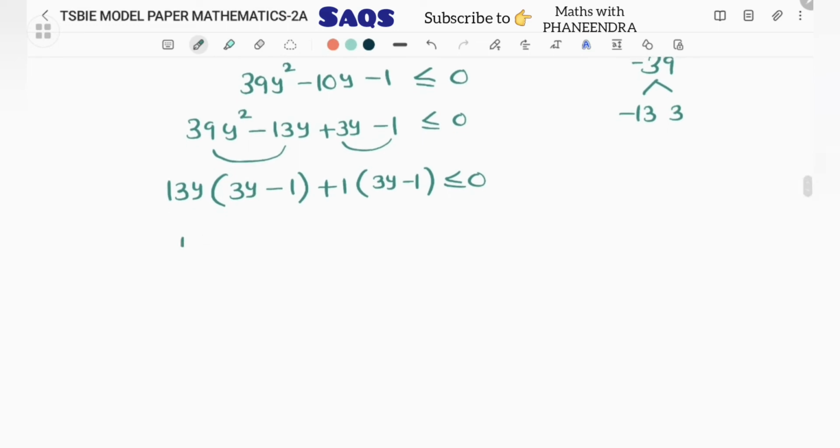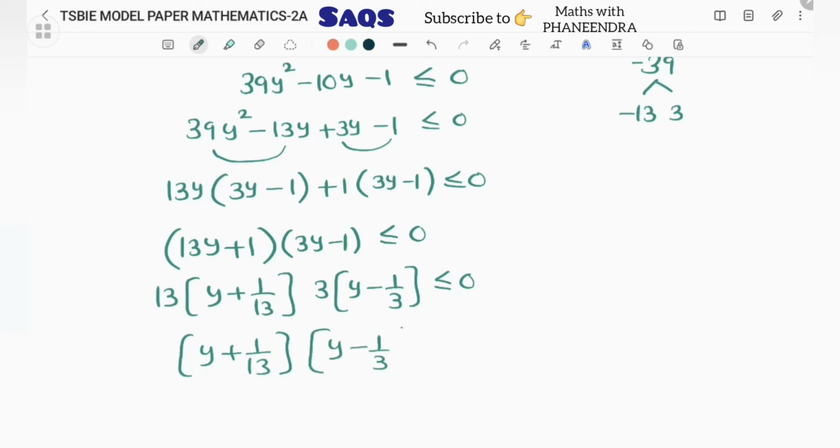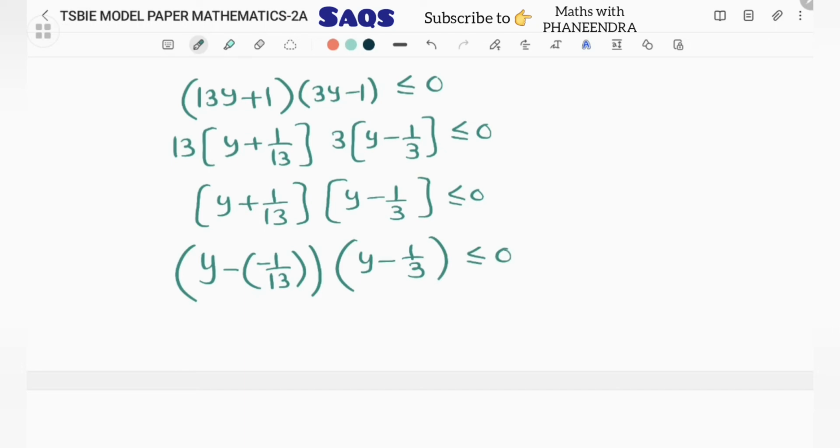So now 13y plus 1 into 3y minus 1, we are taking common. So 13 take common, here y plus 1 by 13. Here 3 take common, y minus 1 by 3. So 3 into 13 we can take this side. So y plus 1 by 13 into y minus 1 by 3 is less than or equal to 0. So y plus 1 by 13 means y minus of minus 1 by 13, into y minus 1 by 3 is less than or equal to 0.